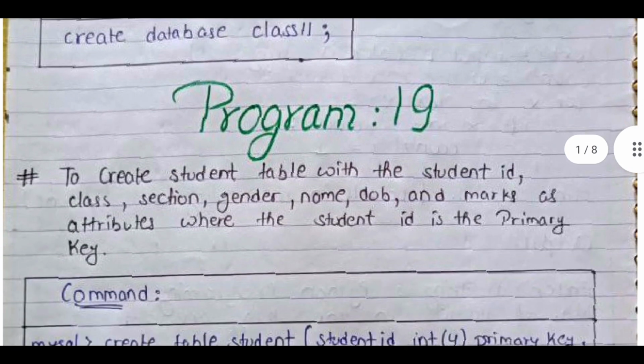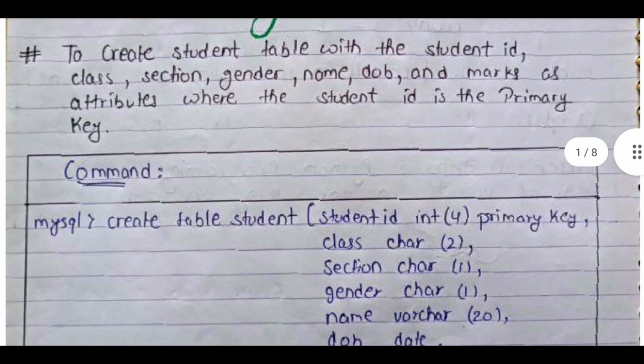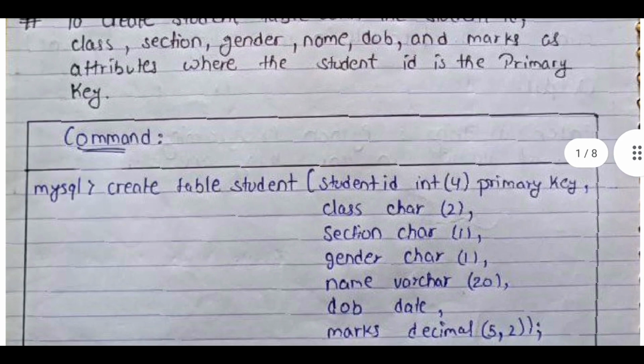Program number 19. To create a student table with the student ID, class, section, gender, name, DOB and marks as attributes where the student ID is primary key. So student ID is primary key and all are simple.